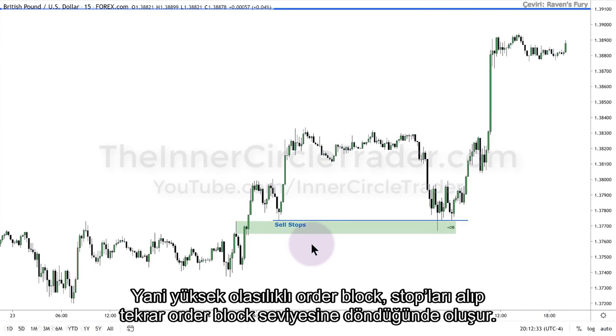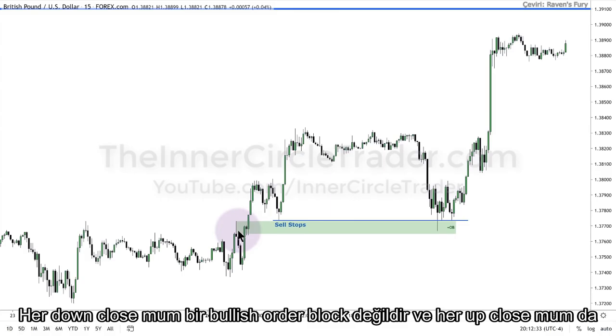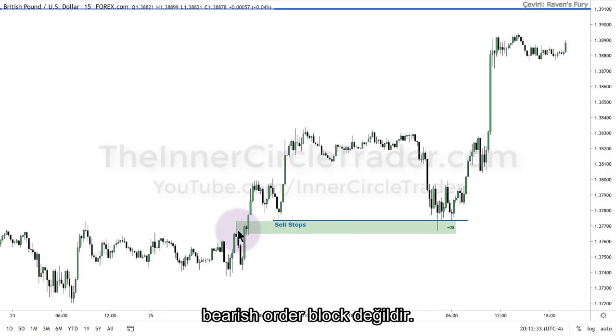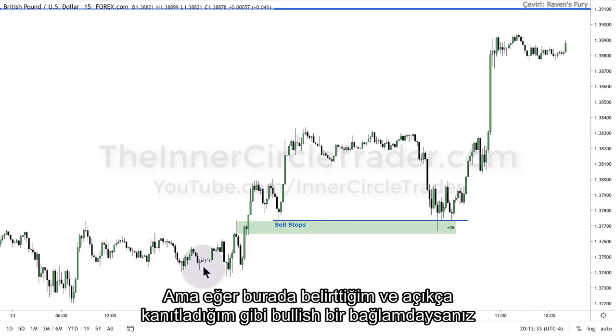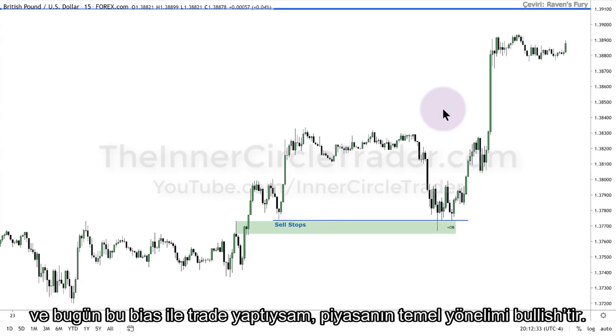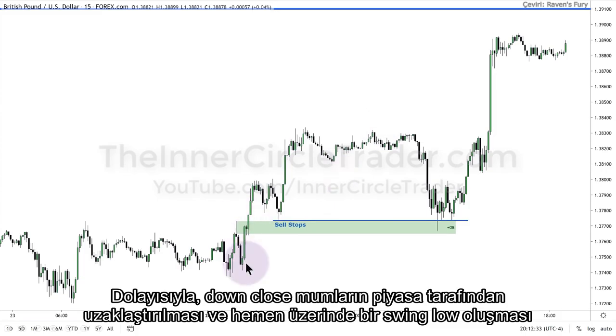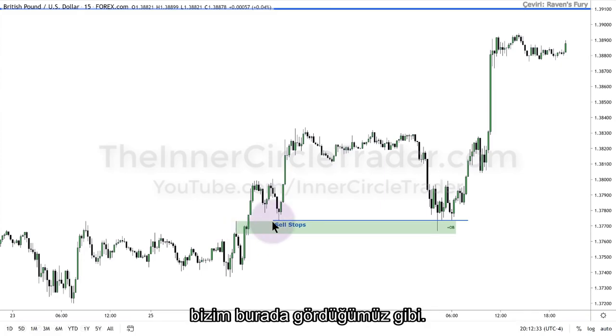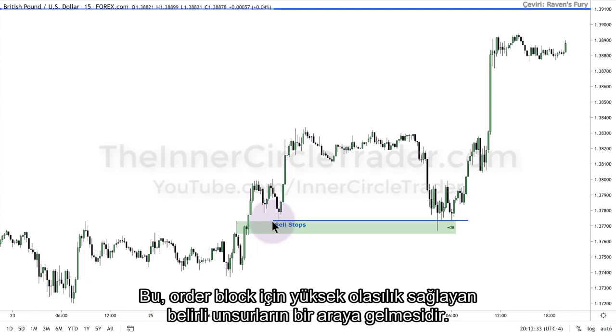So a high probability order block is when it takes out stops and returns down to the order block itself. Not every down close candle is a bullish order block, and not every up close candle is a bearish order block. But if you are in a context that is bullish, as I've outlined here, and clearly proven, I was trading with this bias today, the underlying pinnings of the market is it's bullish, so therefore down close candles that have a market move away from it and has a swing low just above it, like we do here, that's a confluence of specific things that make it high probability for the order block.